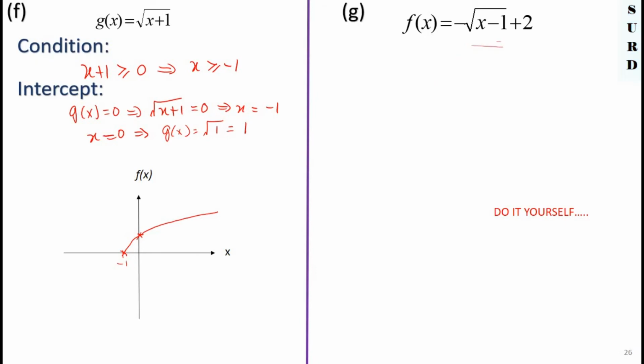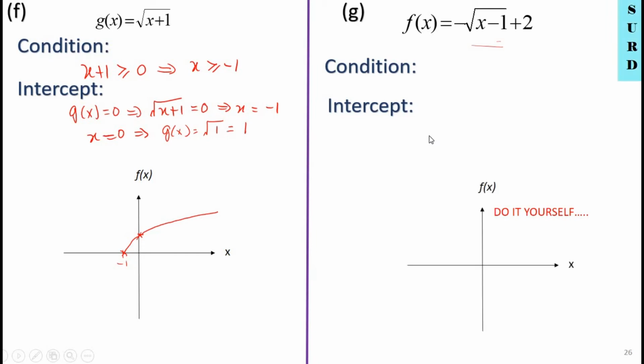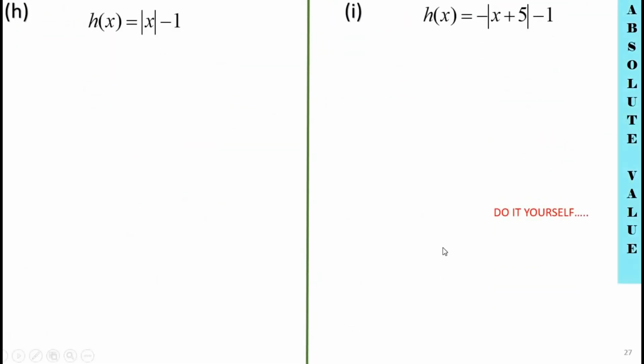So you use the same method as f. So you must know the condition, you must find the intercept, and then just plot into the graph. Okay, now let's go for absolute value function. So again, I leave it to you, this the I, and I'll show you the h.